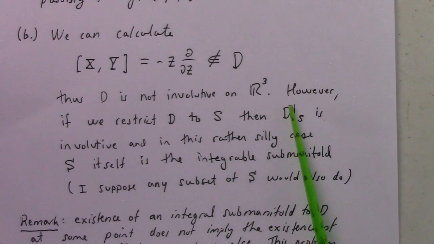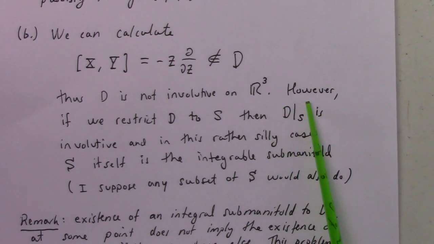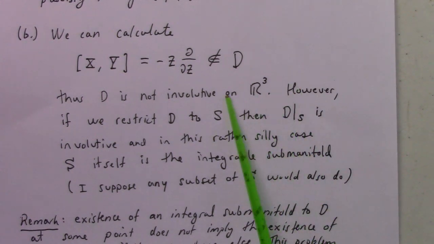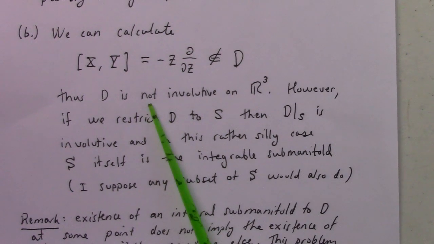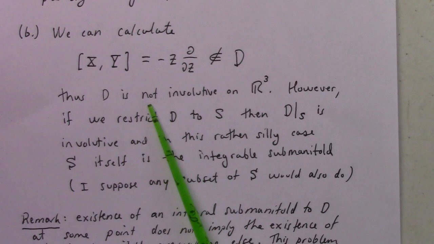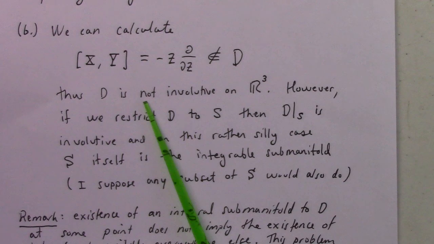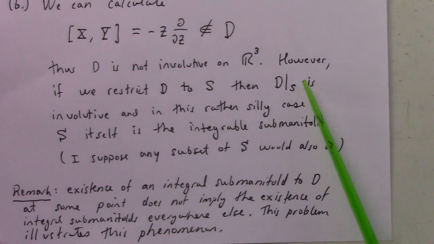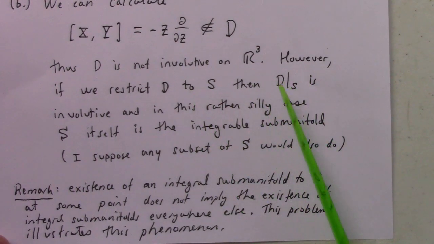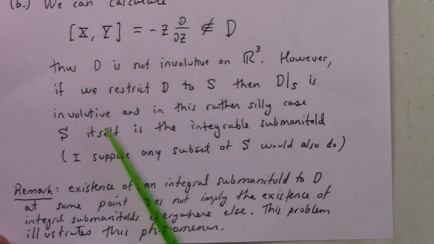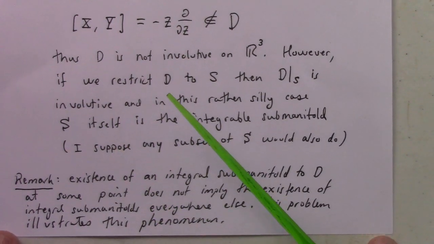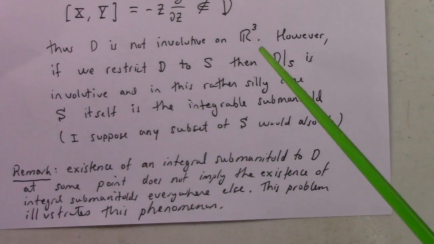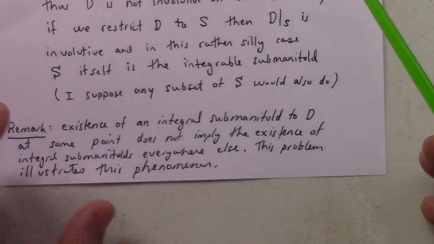But so how does this work then? How have I found an integral submanifold if it's not involutive? Well, the theorem is that I can't find integral submanifolds that fill out the whole space, right? I can't find integral submanifolds of D which foliate the space. That doesn't mean I can't find one somewhere. I did find one somewhere, the xy plane. And that's okay. Moreover, if you think about restricting the distribution to the xy plane, it's involutive there, and in this rather silly case, S itself is the integral submanifold.